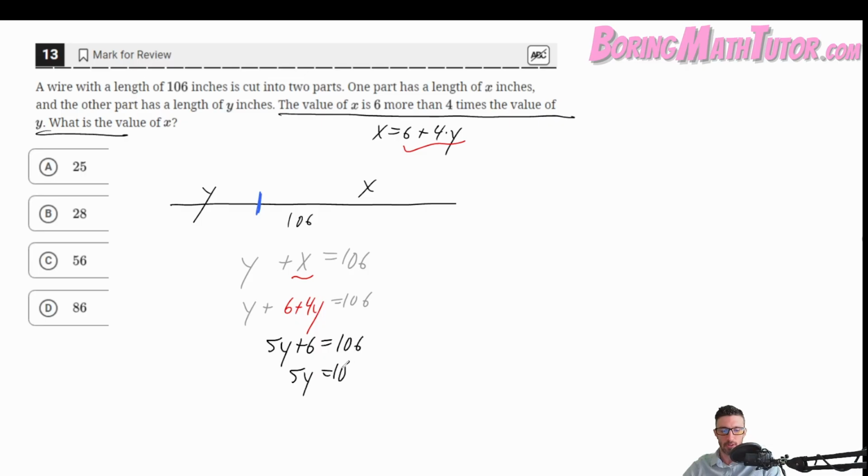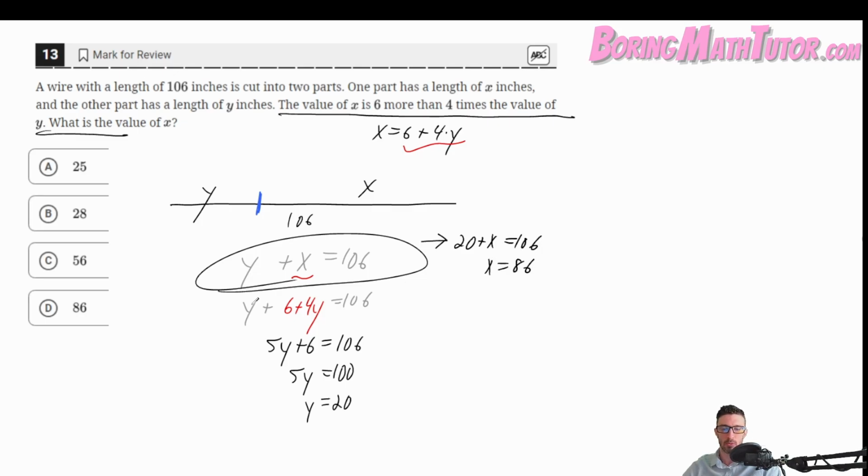So I'll just solve that for y'all. We get y is 20. But remember, y plus x was equal to 106, so that means 20 plus x is equal to 106, so that means x is equal to 86.